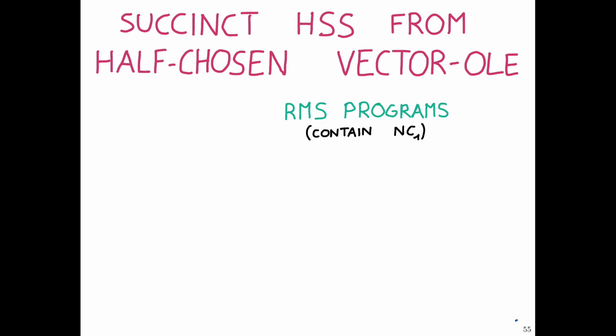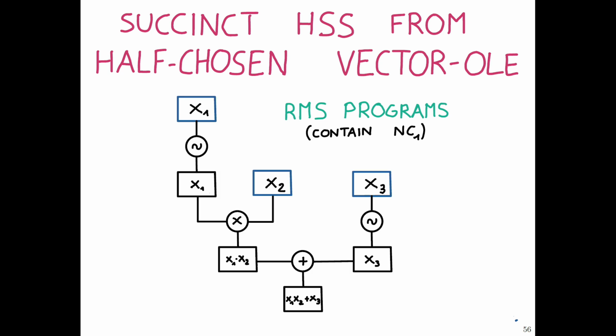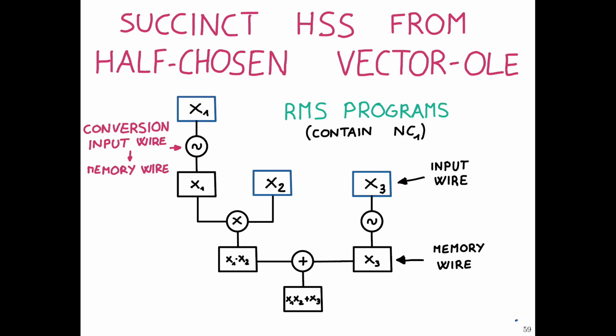Next is our applications, succinct HSS. We start with an overview of HSS for restricted multiplication straight line, or RMS, programs. An RMS program looks kind of like an arithmetic circuit, but with some restrictions on what operations are allowed. Values in the program are divided into input wires and memory wires. The main input wires are just the inputs, and there's no way to get any new input wires. But they can be converted into memory wires.